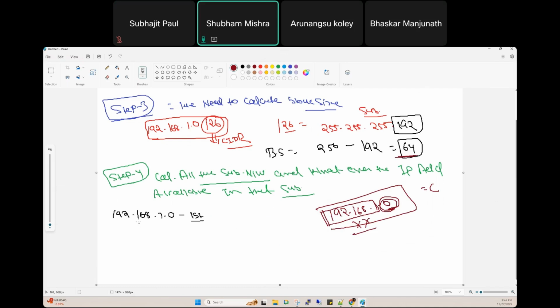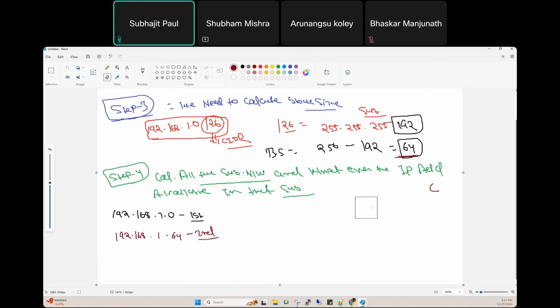So how can you calculate the next network? Next network ID 192.168.1. Here I can't do anything. Now you have to add the block size in the last octet. So when you add 0 plus 64, the value will be 64. So that will be the second subnet. Is this clear to all of you? Yes, sir. So that is the second subnet.